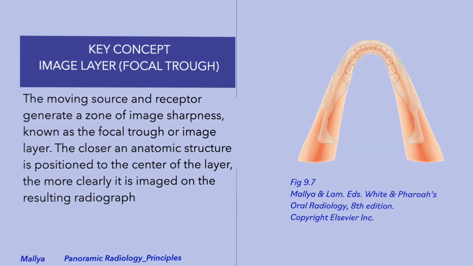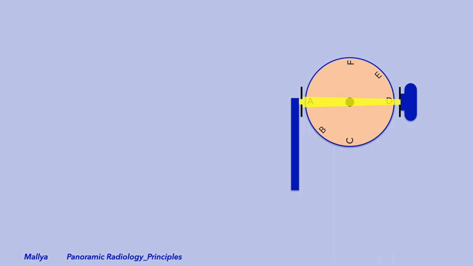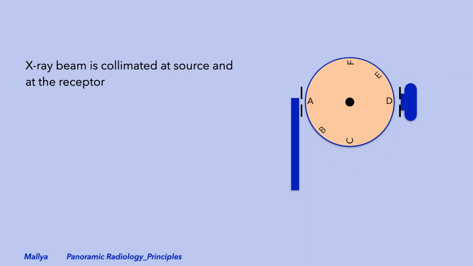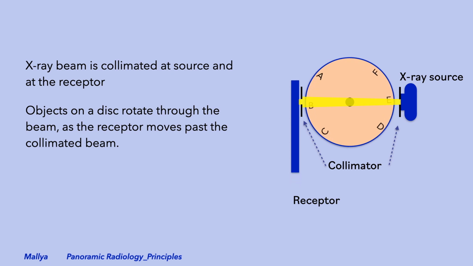To understand the principles of panoramic imaging, let's consider the illustration of a rotating disc. In this setup, X-rays are collimated at the source and immediately before they strike the receptor. Objects on the disc are imaged as they rotate past the collimator. The receptor also moves linearly past the collimator during the exposure cycle.